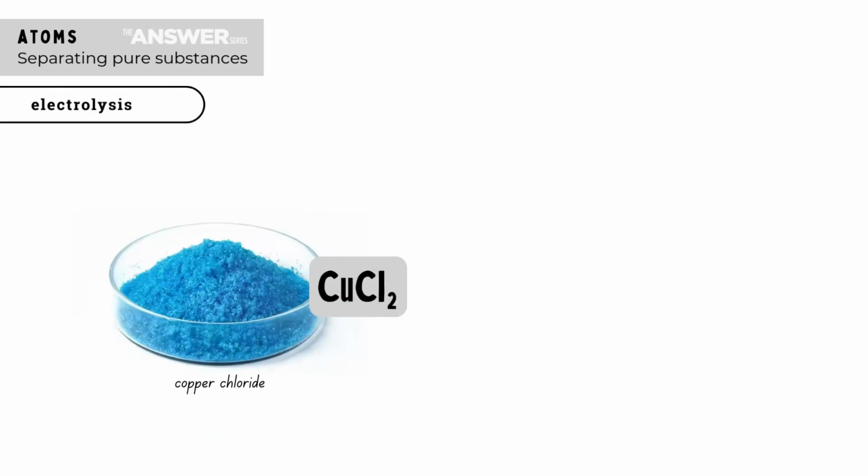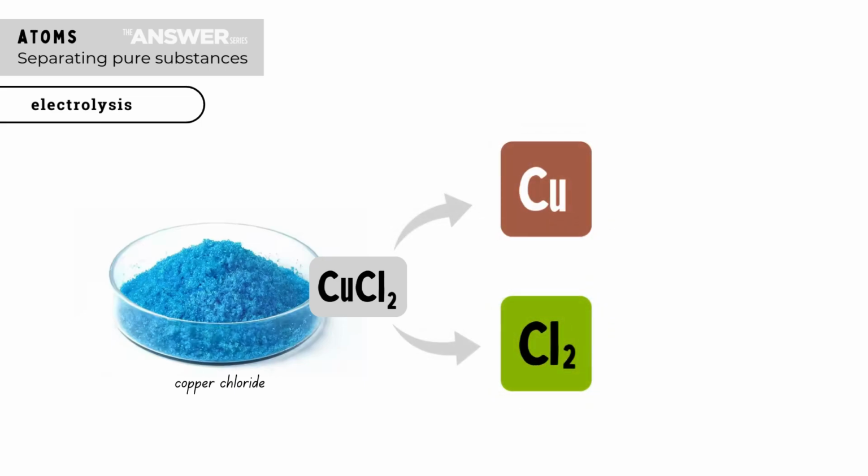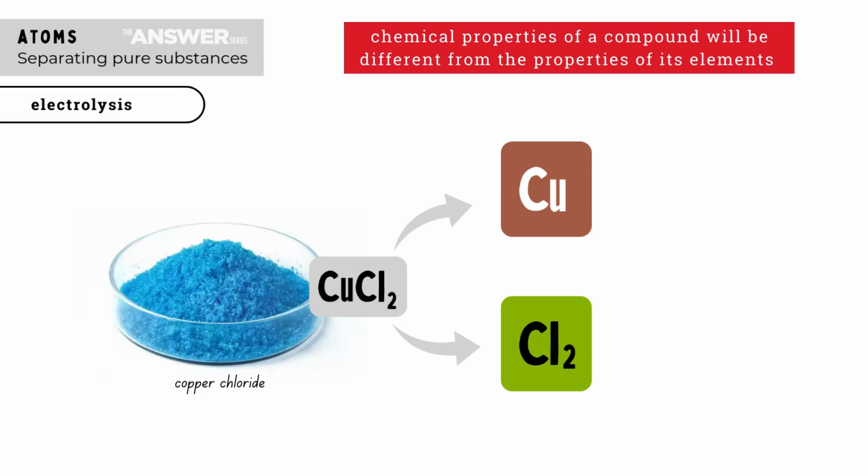So for the first investigation on electrolysis, we will use copper chloride as our compound. It is composed of copper and chlorine that reacted chemically to form the compound copper chloride. Remember, we said that the properties of a compound will be different from the properties of the individual elements that make up the compound. And this is also true for copper chloride.